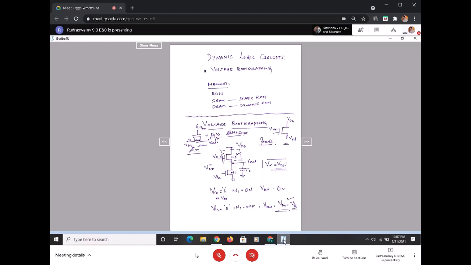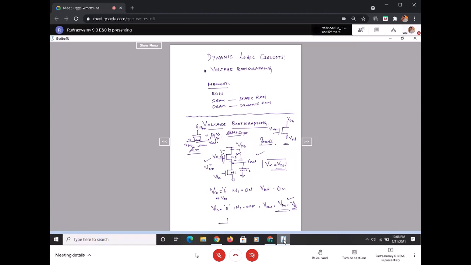Now, when I want to switch this particular inverter, this is simply an inverter now. If I want to switch between 0 to 1, I'm not getting the exact VDD at the output, it is VDD minus VTH. So that means there is a drop in the threshold voltage at the output. Yes or no?